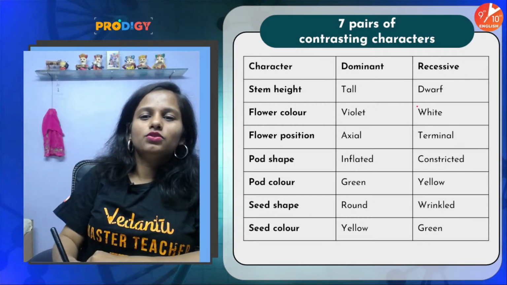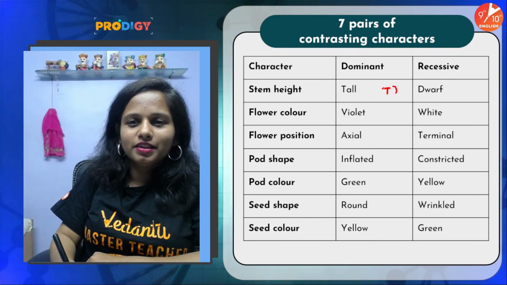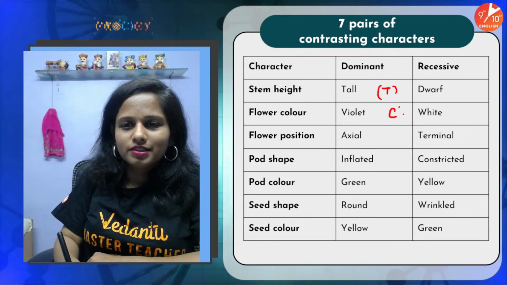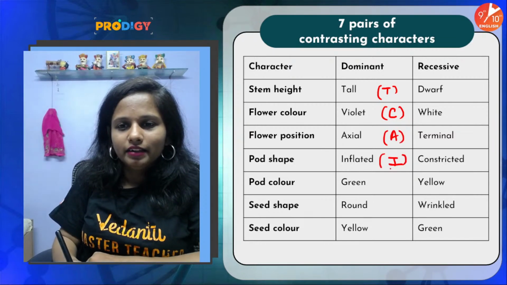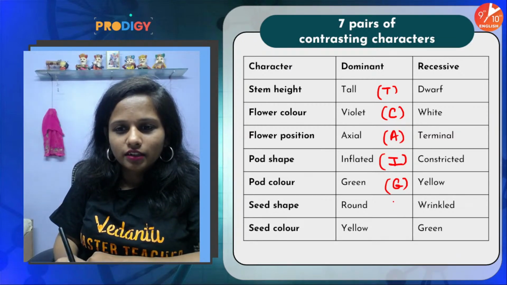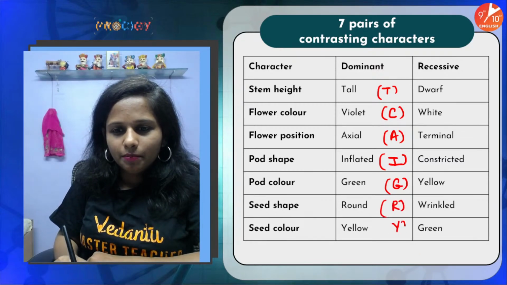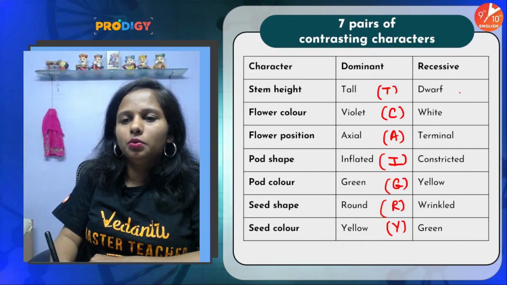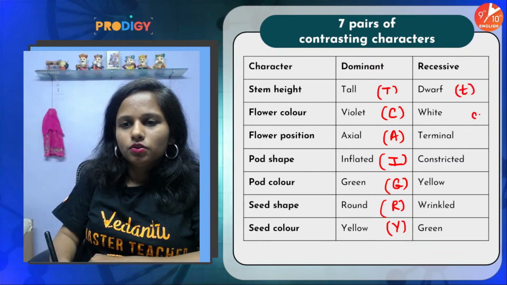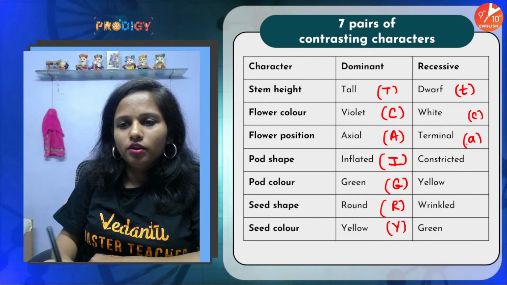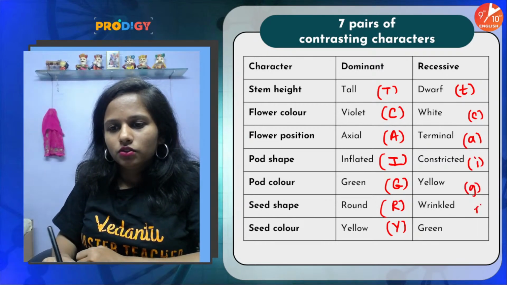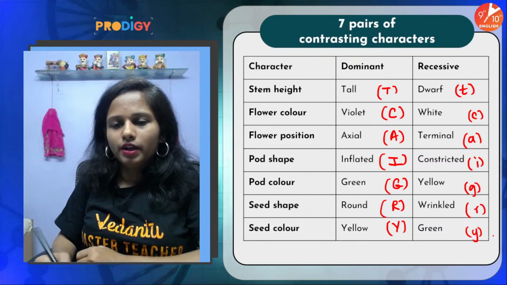All the dominant traits are represented with an uppercase letter. Flower color is with C. Axillary A, inflated I, green G, round capital R, yellow capital Y. Recessive traits are all in lowercase. So small t, small c, small a, small i, small g, small r, small y.